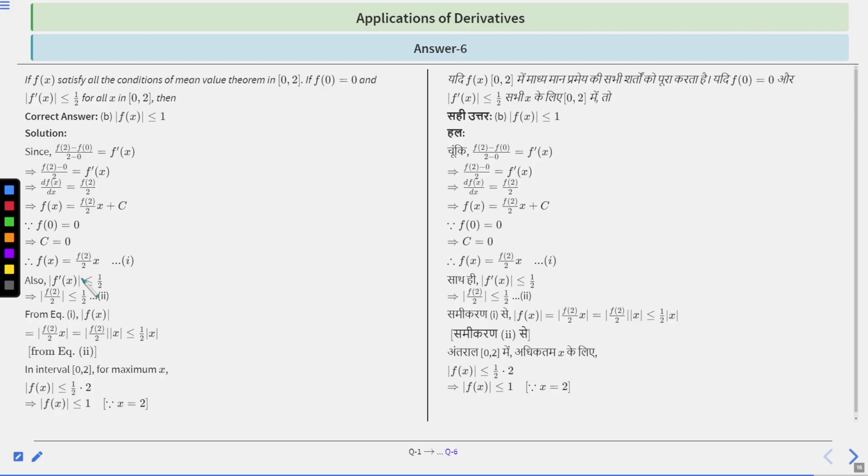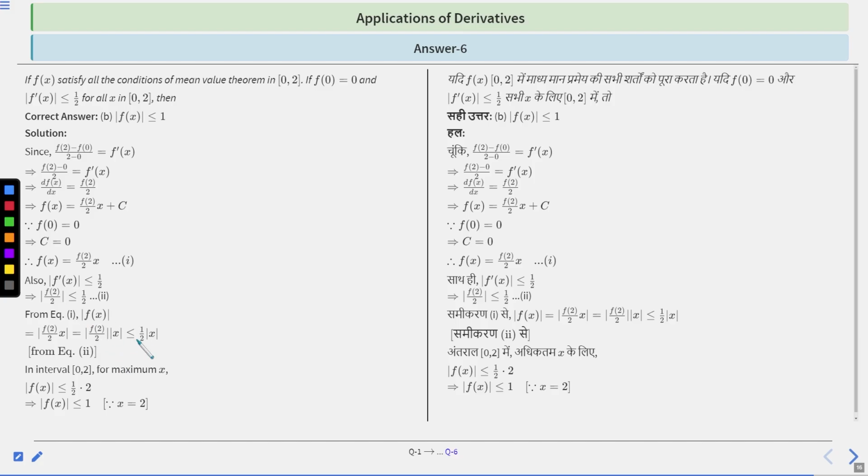Also for mod f dash x less than equal to 1 by 2, this implies mod f2 upon 2 less than equal to 1 by 2. From equation 1 we will get mod f x equal to mod f2 upon 2 times mod x, clear, less than equal to 1 by 2 mod x, clear. Now from equation 2, we have done this.